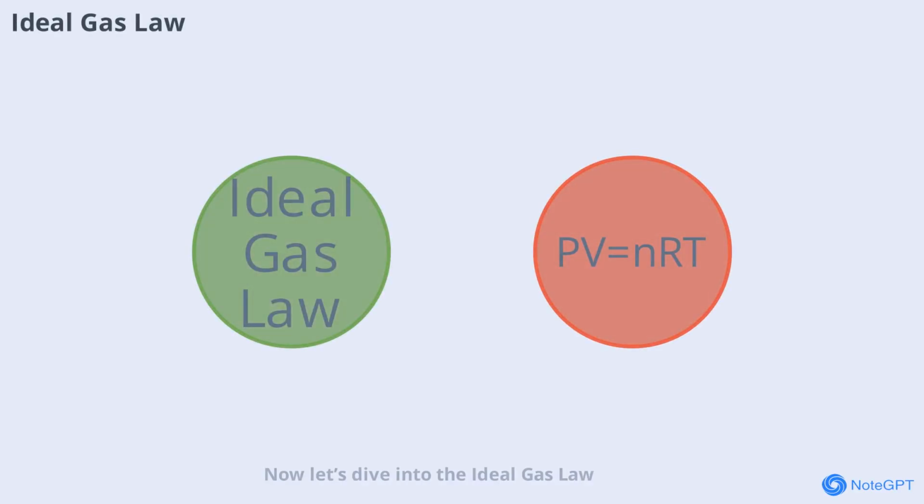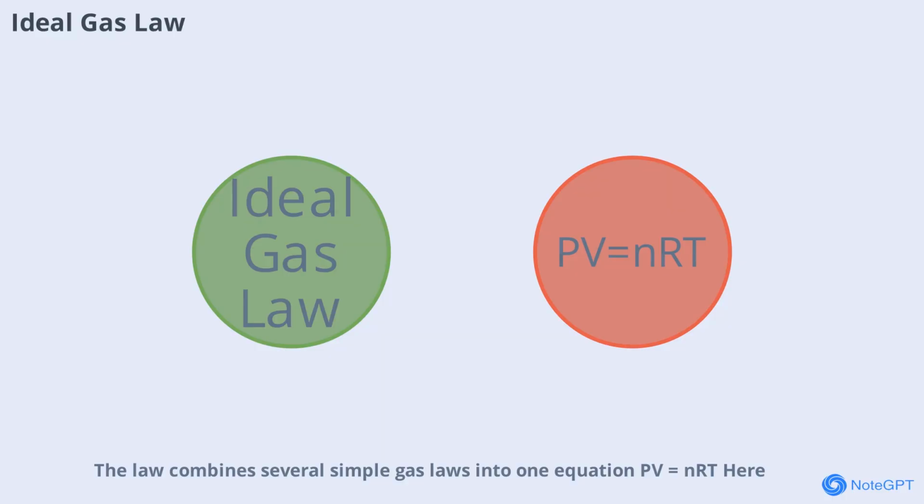Now let's dive into the ideal gas law, a fundamental equation in physical chemistry. The law combines several simple gas laws into one equation, PV equals nRT. Here P stands for pressure, V for volume, n for moles, R is the gas constant, and T is temperature. This law helps us predict the behavior of gases under different conditions. We'll also touch on the assumptions behind the ideal gas model and when real gases deviate from this behavior. Understanding this law is essential for solving many numerical problems.